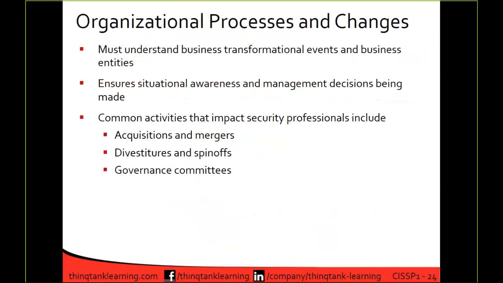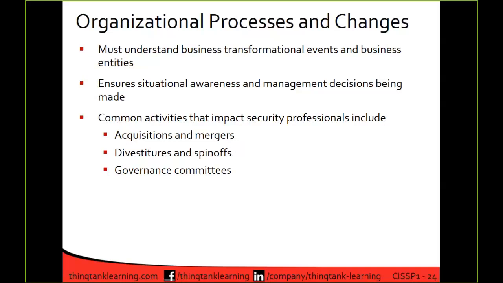So organizational processes and changes, you have to understand business transformational events and business entities. If you're hired as a consultant, and our organization is hired quite often to do this kind of thing, to do maybe a security assessment, security posture assessment, you can't go into a business and simply look at the business from a technical perspective. That is the biggest thing about this CISSP. We are so used to, like I said, as engineers, looking at things from a technical perspective. But you have to look at things from the business perspective. You have to look at it from the overall big picture, right?